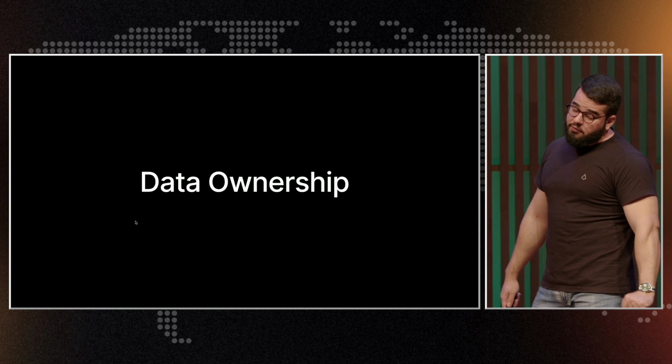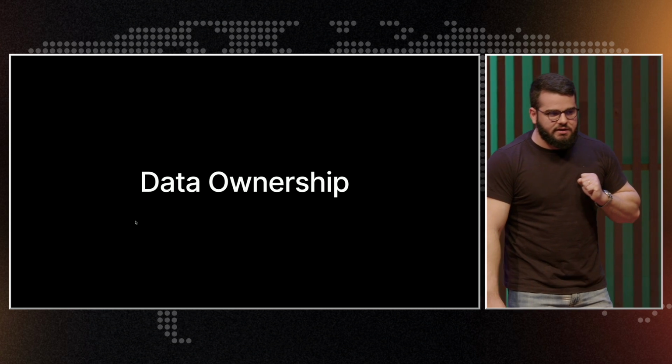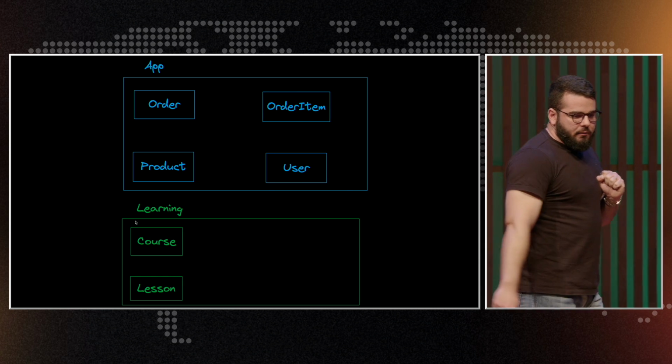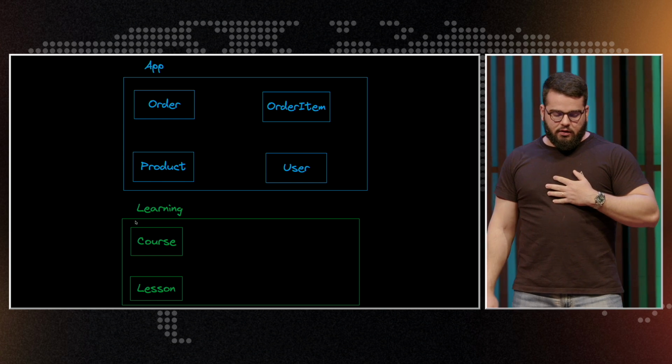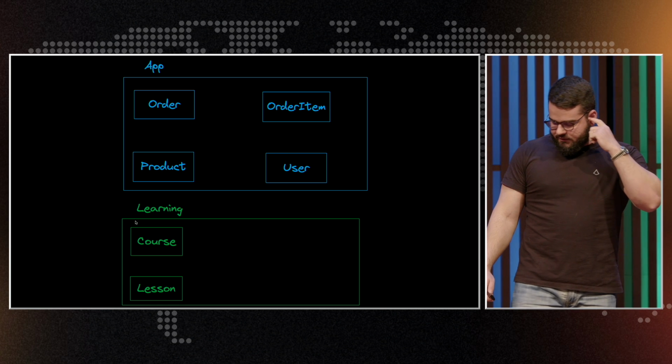We're running out of time, but real quick. One important piece of modularization is data ownership. Let's look at an example. Let's say that you have your application, and you have one separate module, this learning module, and you have courses and lessons.